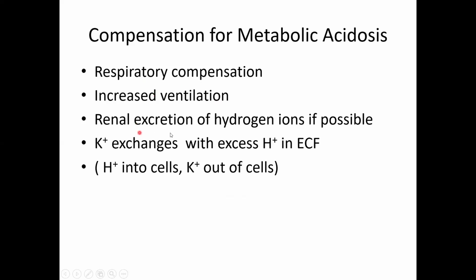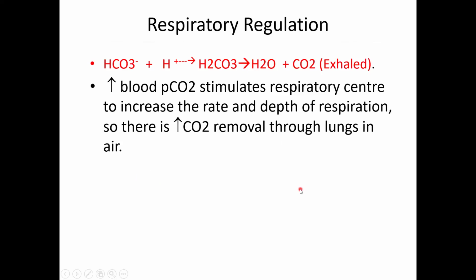On the other side, slight renal compensation also occurs, excreting more hydrogen ions if possible. Electrolyte balances also change, meaning potassium exchanges with excess hydrogen in the ECF. In hypokalemia we discussed that potassium is retained in the cells, but here in metabolic acidosis more and more hydrogen goes into the cells instead of potassium, and potassium goes out.